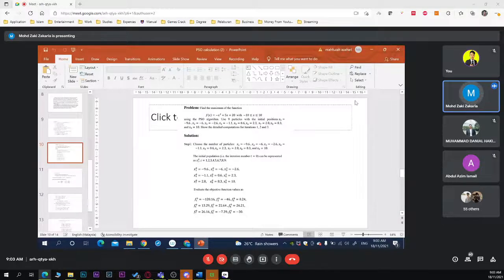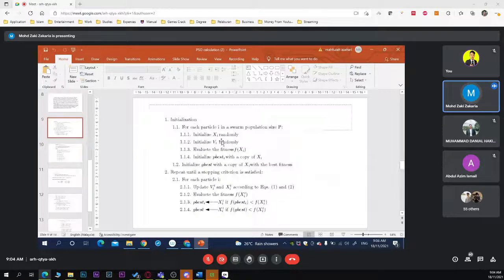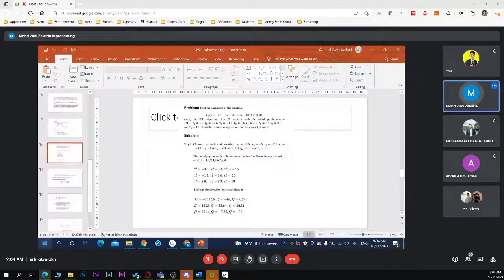Okay, consider the problem. This is the evaluation of the algorithm. This is our problem: f(x) equals minus x power 2 plus x plus 20, with the range of x less than 10 and more than minus 10.